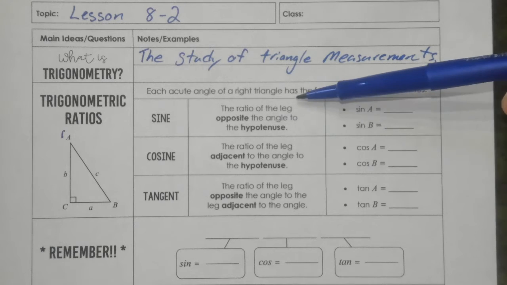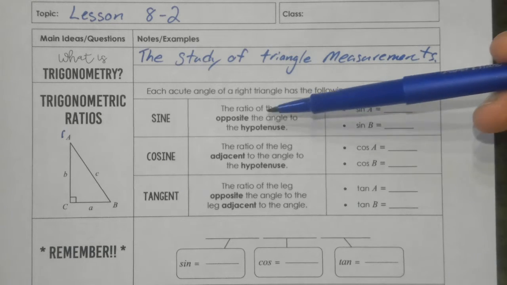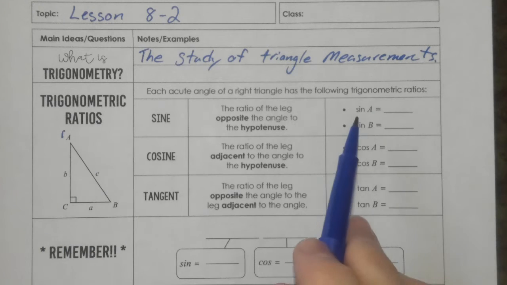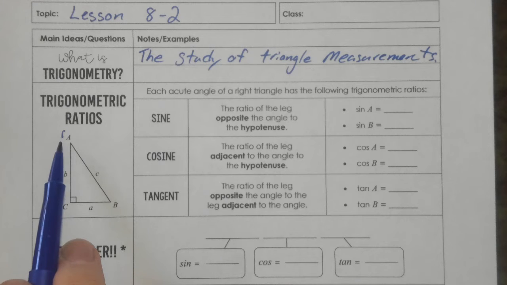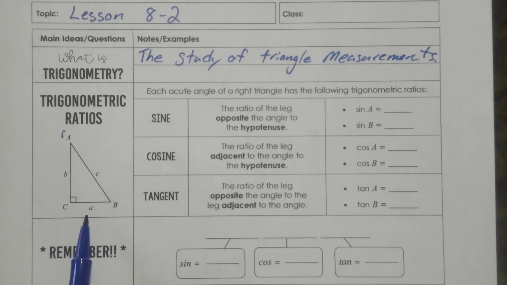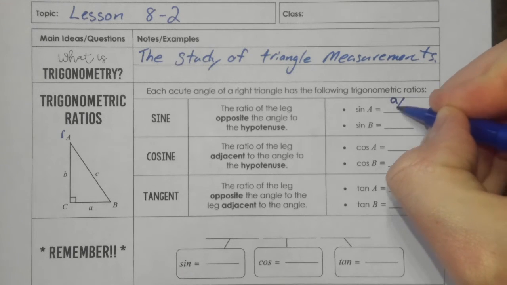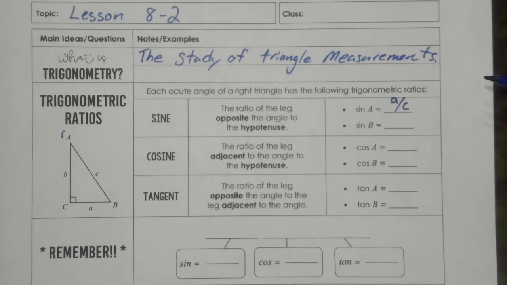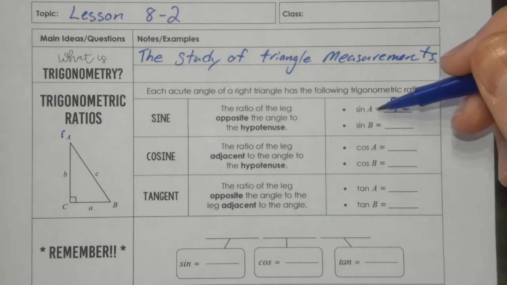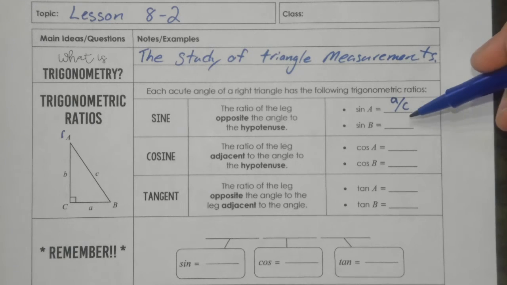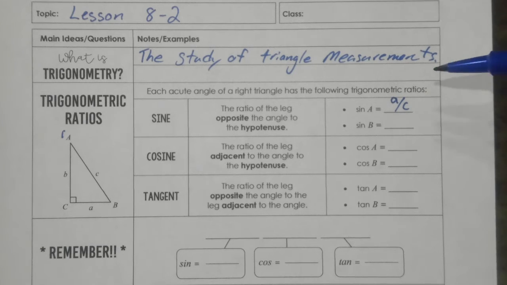we have the ratio of the leg opposite the angle to the hypotenuse. Okay, so for example, if we're looking at sine A, that's sine A. So for sine A, we're looking at the opposite leg over the hypotenuse. Okay, so the opposite leg is a, and the hypotenuse in this one is c. Okay. So the ratio of sine A is equal to a over c, because that's the opposite over the hypotenuse.